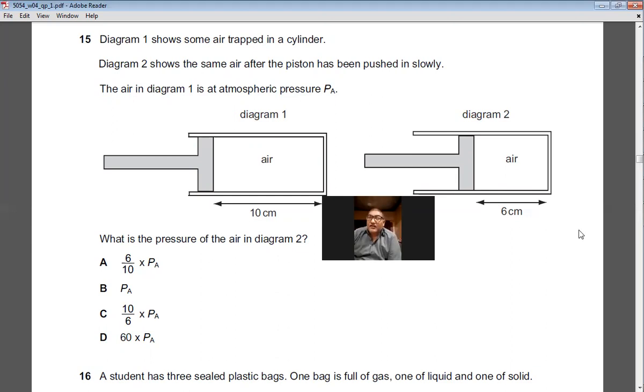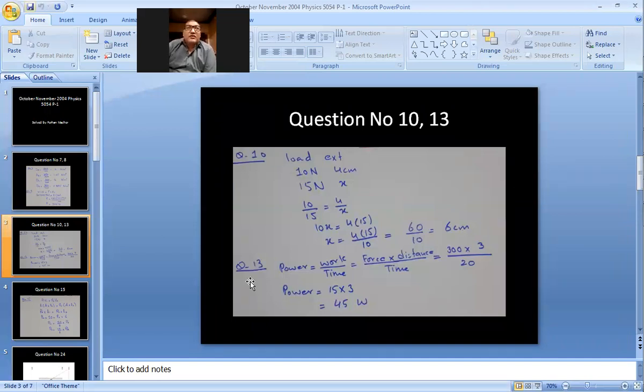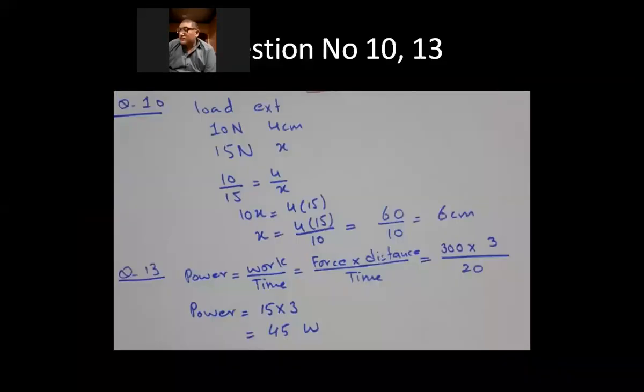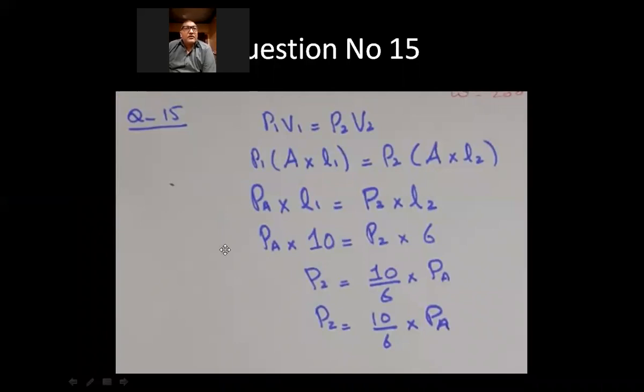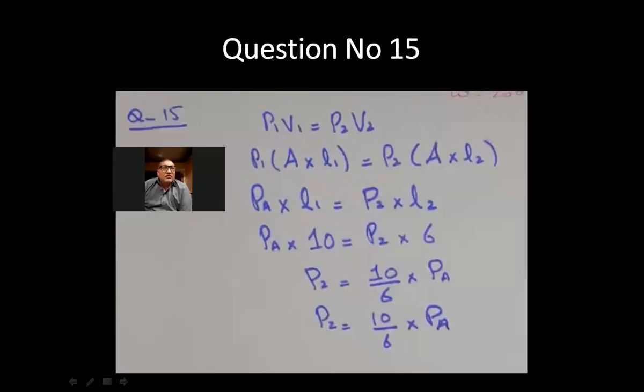Let me show you. I've done this calculation. So here we go. P1 V1 equals P2 V2. P1, the volume, that is cross-sectional area multiplied by the length of the air column, equals P2 volume 2, that is also cross-sectional area multiplied by the length of the air column. In both cases, the cross-sectional area is the same, so A will be cancelled with the A. So now you have PA multiplied by L1 equals P2 multiplied by L2.